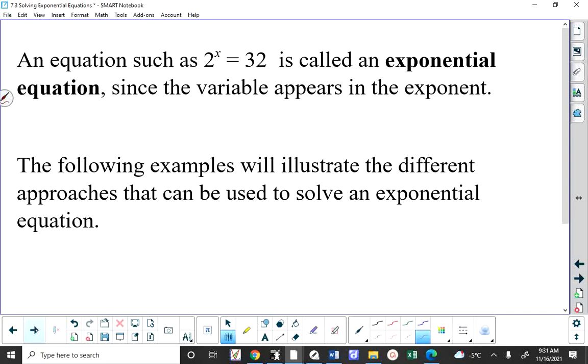Because you can try different numbers for x, and you can discover that, well, 2 to the 1 is 2, 2 to the 2 is 4, multiplied by 2 again is 8, multiplied by 2 again is 16. I guess we would have to have 2 multiplied by itself 5 times to get 32. And we're going to be looking at how we know that in a little bit, but the bottom line is that's what an exponential equation is.